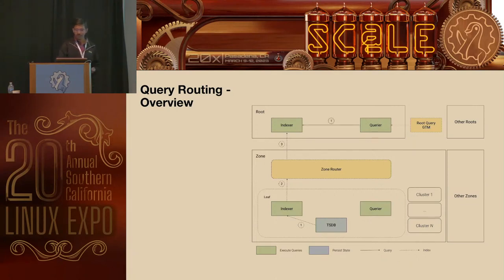So when a query comes in, what first happens is that the querier looks at the root's index to figure out which zones have the data, passes it into the corresponding zone, and the zone looks at which leaves have the data, passes the query to the leaf. The leaf looks at the index to figure out exact TSDB shards that have the data. There can be 100 shards, but only one shard that has the data. And that is returned by the leaf indexer, and then it actually makes the respective query that is required.